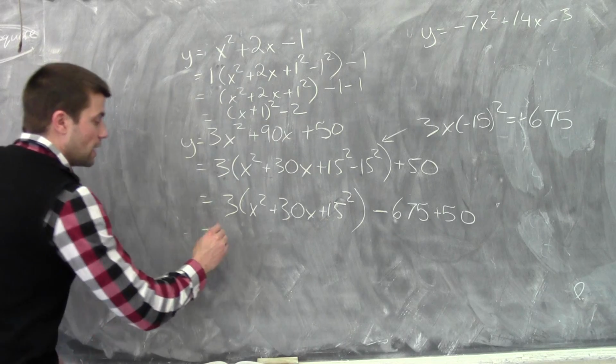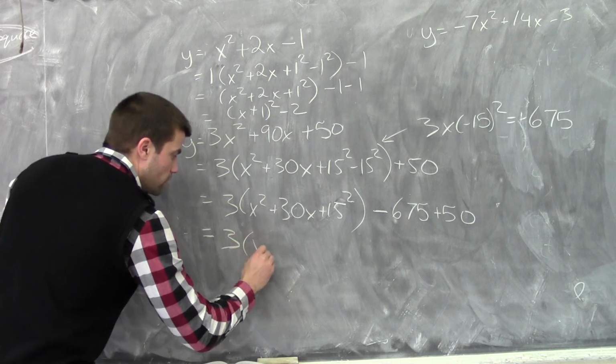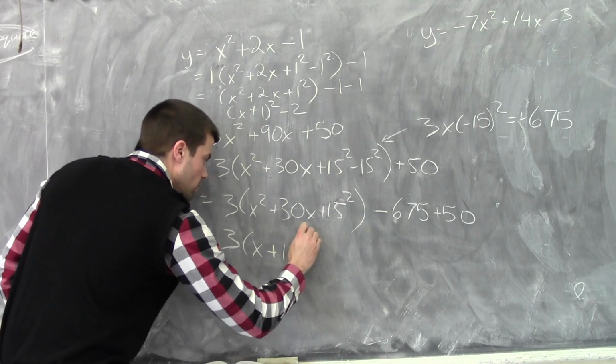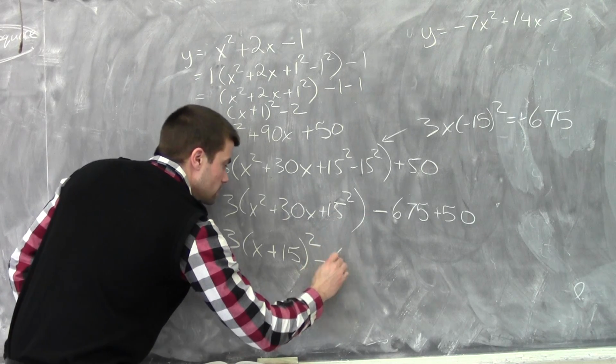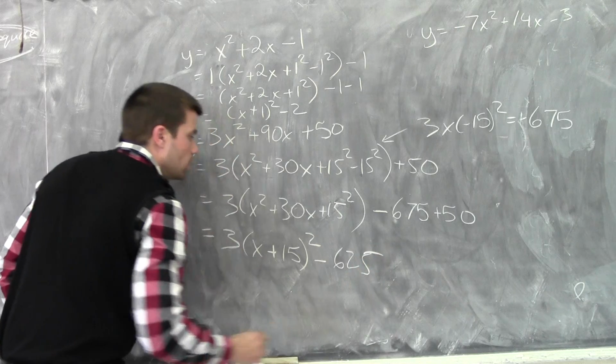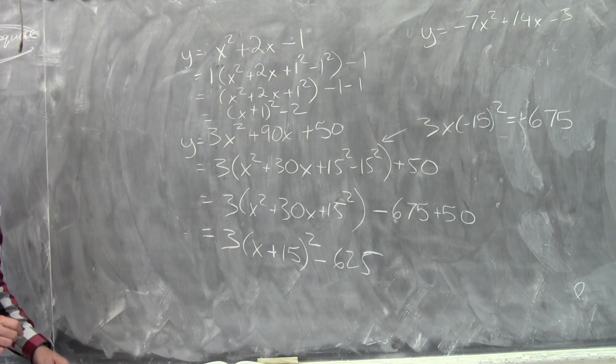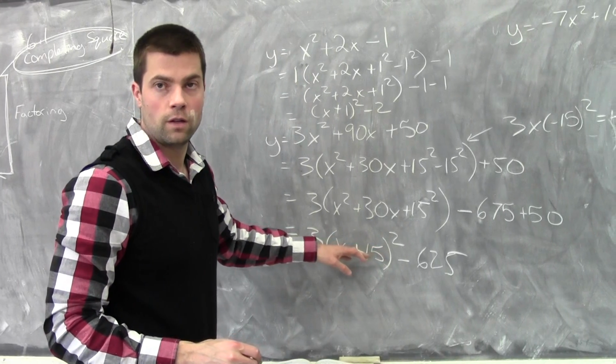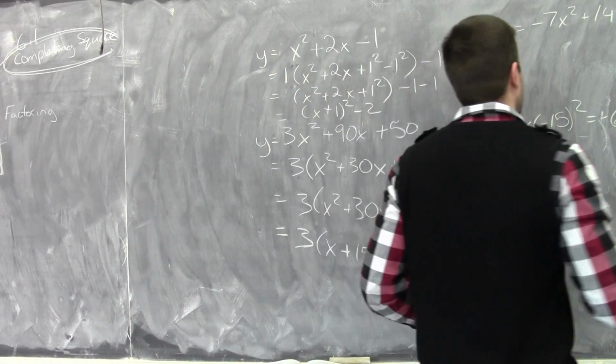And so finally, the last step, 3 stays on the outside, square root of this, x. That sign comes down, square root of this is 15 squared minus 675. Any questions there? Is this helping? Yes. Yeah, okay, one more, this one.